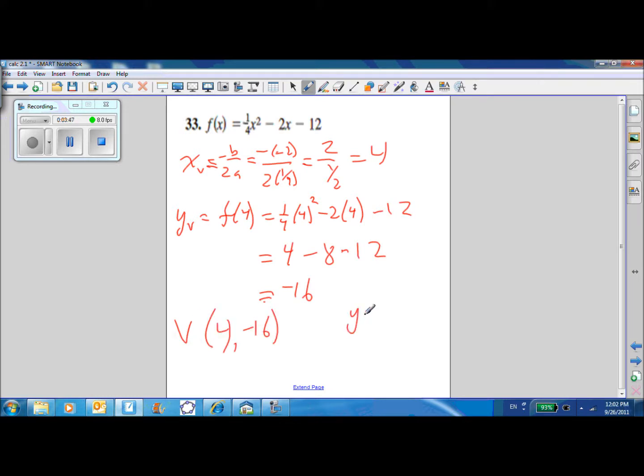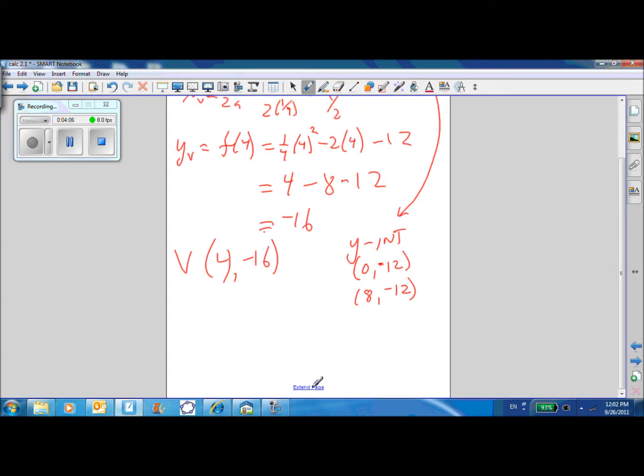We also have from the standard form right away the y-intercept. The y-intercept is just (0, negative 12). And this also gives a point symmetric to that: if the axis of symmetry is at 4, then there's going to be a symmetric point at (8, negative 12). So let's get these plotted so far and see what we've got going on.